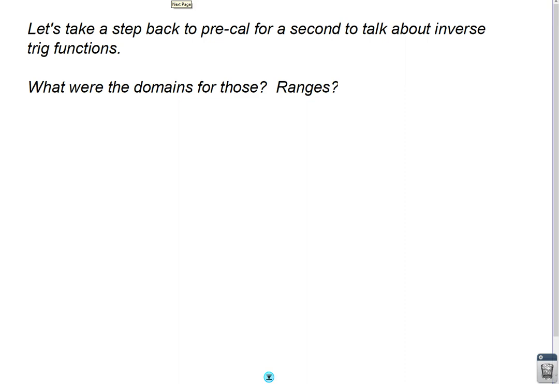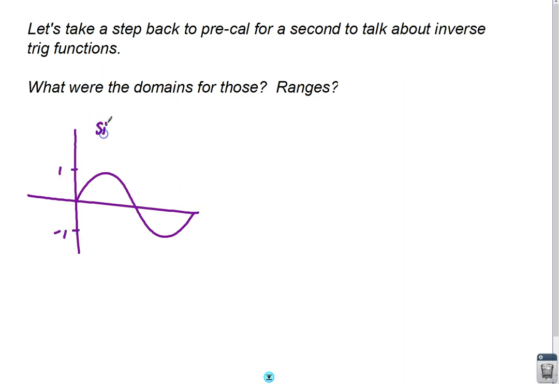trig functions, okay? So remember we have the basic sine of x graph where it looks like this, okay, from 0 to 2 pi. Okay, goes up to positive 1 and down to negative 1. This is sine of x. Okay, so let's say that was my function. f of x is equal to sine of x.